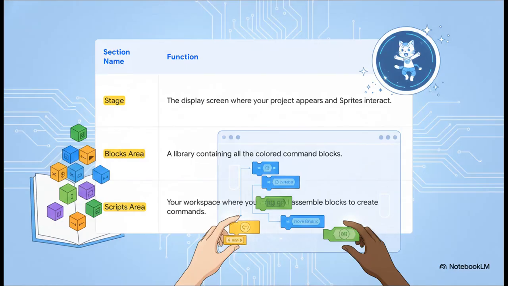So here's the layout. Over on the right, you have the stage. That's your theater, right? It's where your sprites perform and your project comes to life. Then, on the left, you have the blocks area. Think of this as your library, or maybe your paint palette. It has every single command you could possibly need, all organized by color and category. And that big space in the middle? That's the scripts area. That's your canvas, your workshop, where you drag the blocks to build your program.